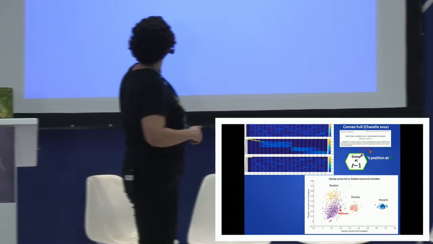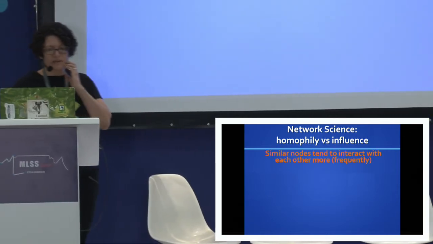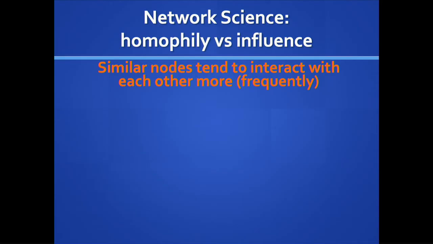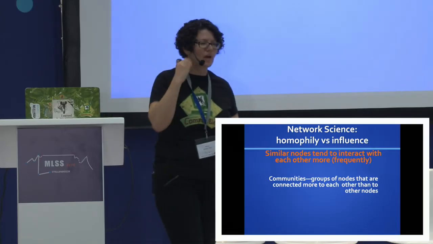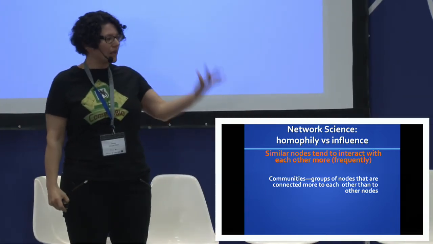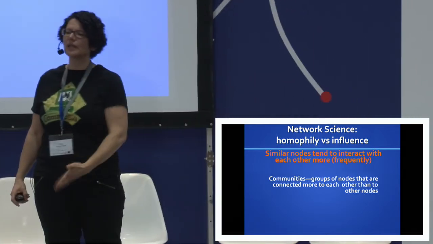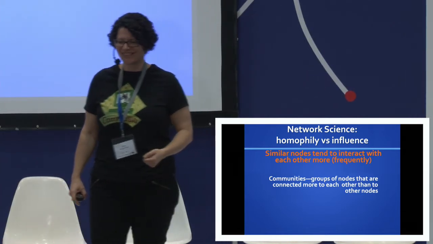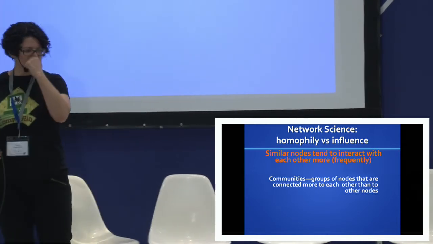So finally, from network science, another thing that people are really interested in quite a bit is that similar nodes tend to interact with each other more frequently. And this is homophily versus influence. So are we here in this room because somebody else whom you respect and is interested in machine learning said, oh, you should really come here and learn about machine learning? Or are you here because you're already interested?